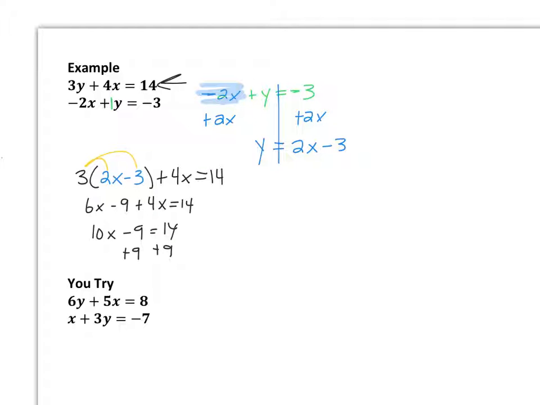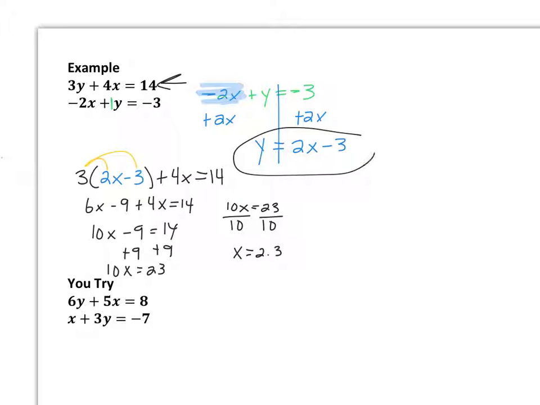So we'll get 10x equals 23. All right, so I'm just going to move over here to give me a little more space. 10x equals 23. Well, 10x is 10 times x, so our last step is to divide by 10. Then we get x equals 23 divided by 10, which is 2.3.